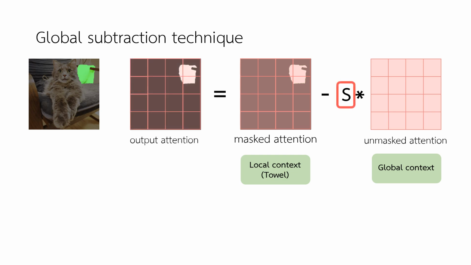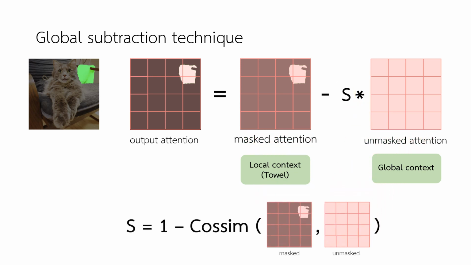The scaling S determines how much global context should be removed and is estimated automatically based on how prominent the object is. The less prominent the object is, the more we remove. To achieve this, we compute S based on the cosine similarity of the masked and unmasked attention values themselves. This helps balance global and local contexts and bring out more towel in the final embedding.